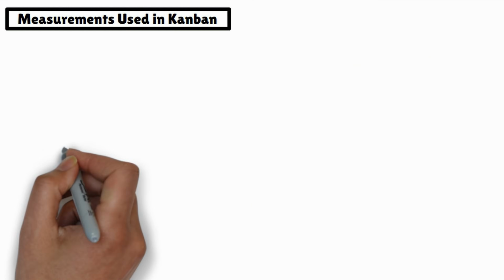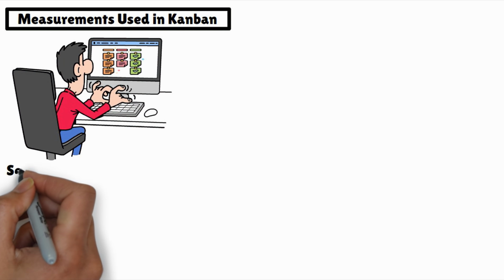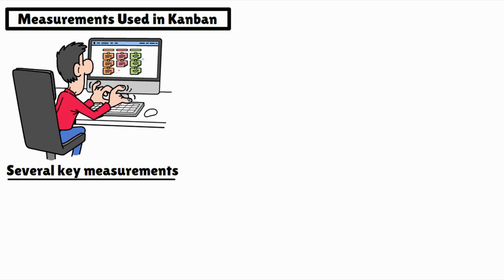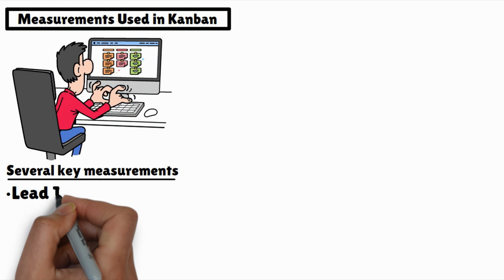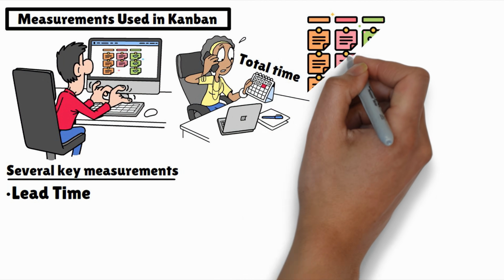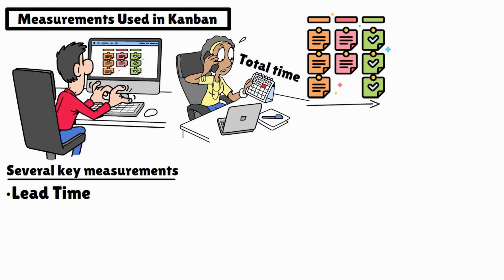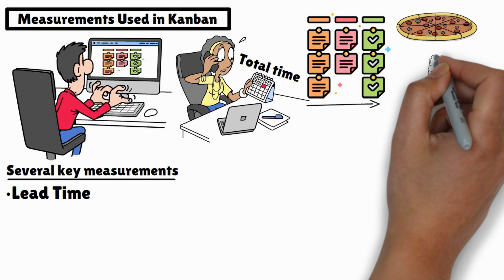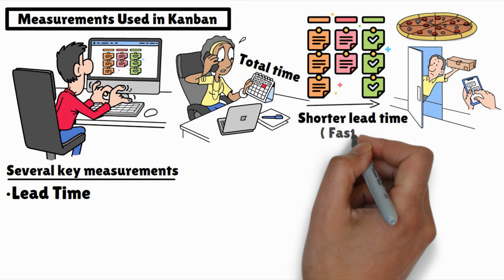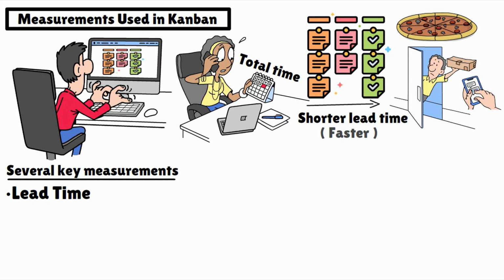In addition to work in progress, Kanban relies on several key measurements to evaluate and optimize workflow efficiency. Let's break down 3 essential metrics: lead time, cycle time, and throughput. Lead time. This is the total time it takes for a task to move through the entire workflow, from when it's first requested to when it's completed. Think of ordering a pizza. Lead time starts the moment you place your order and ends when the pizza is delivered. In Kanban, shorter lead times mean faster delivery to your customers.